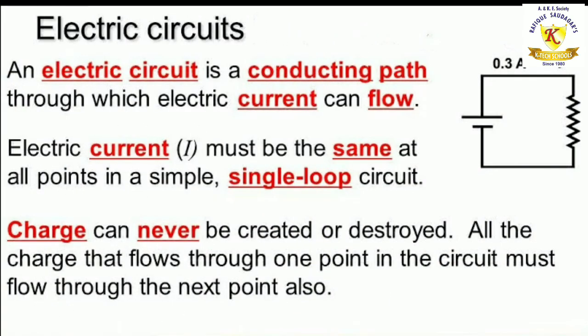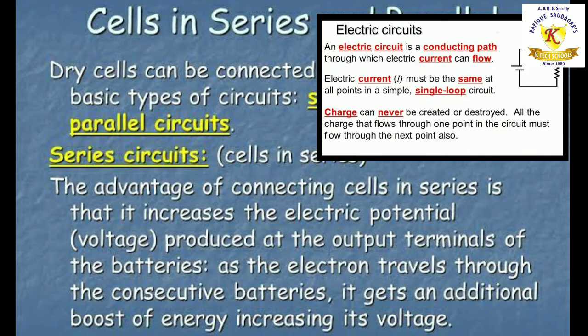Electric circuits. An electric circuit is a conducting path through which electric current can flow. Electric current must be the same at all points in a simple single loop circuit. Charge can never be created or destroyed. All the charge that flows through one point in the circuit must flow to the next point also.